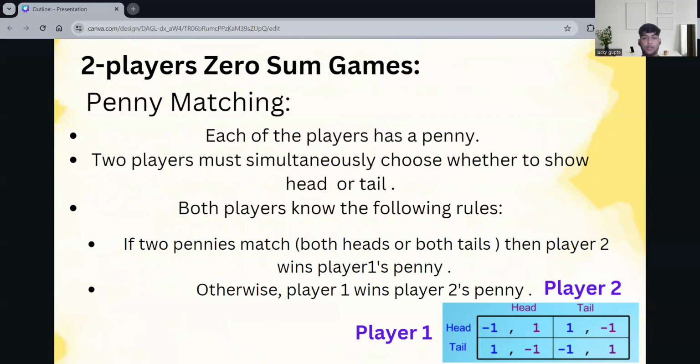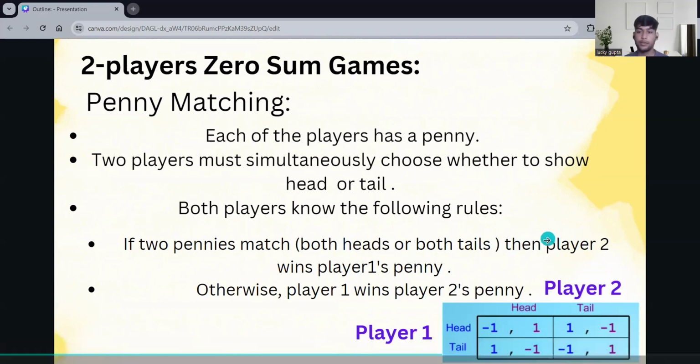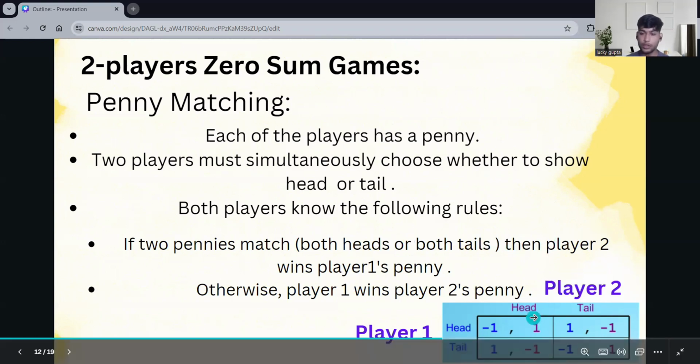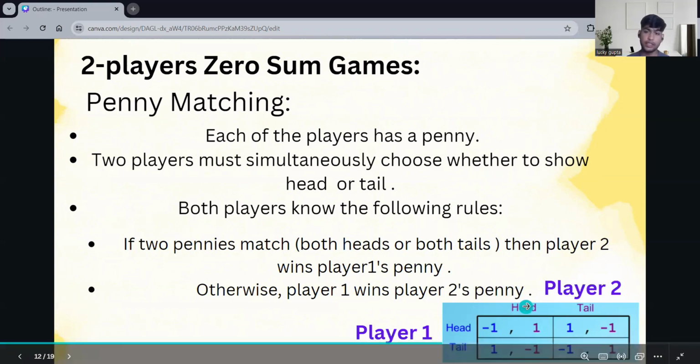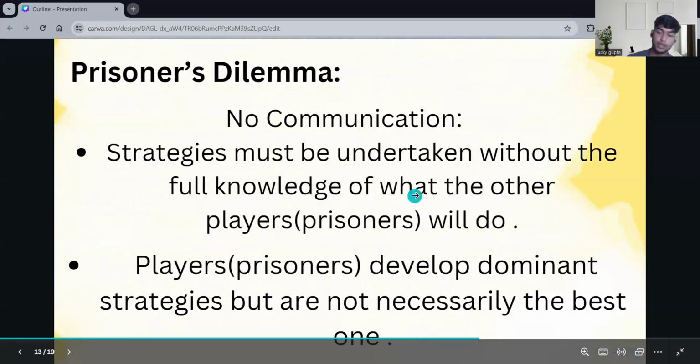If the two pennies match, let's say both head or both tail, then player two wins player one's penny. Then player two will profit. Otherwise, player one wins player two's penny. So if both are head or both are tails, who is in profit? Player two. We have written one, which means it is in profit, and minus one means it is in loss, obviously, of one penny. What if they don't both get head or tail? If they get head and tail, then obviously player one will win. In this way, we have described this game.